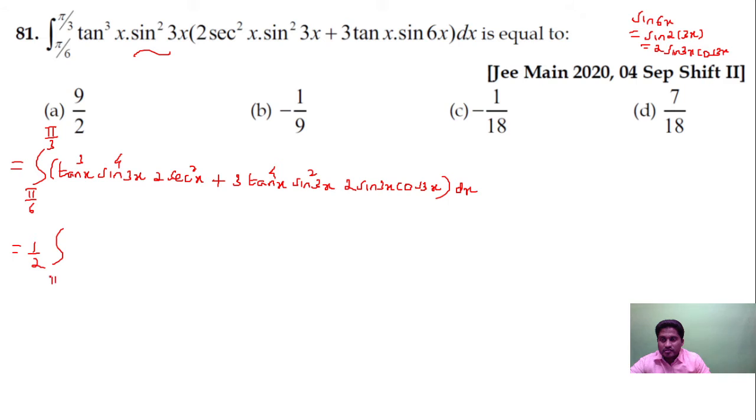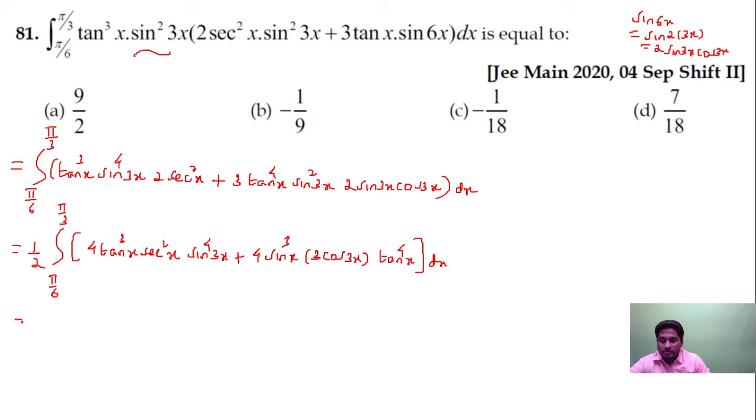Okay, close the bracket. Now I am going to divide by 2 and multiply by 2. So this is equal to the integral from pi by 6 to pi by 3. If I divide by 2 and multiply by 2, this becomes 4 tan cube x into sec square x into sine to the power of 4 3x. Again, if I divide by 2 and multiply by 2, just follow this step, this will be equal to 4, and then you get sine cube 3x, 4 sine cube 3x, and then you get 3 cos 3x, and then tan power 4x. I am just dividing by 2 and multiplying by 2.